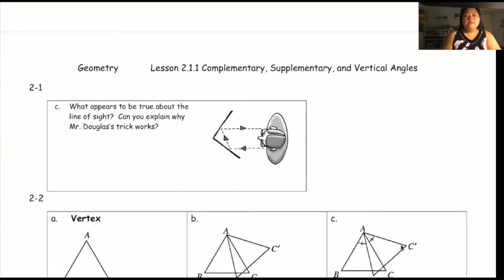Okay, this lesson is on 2.1.1. We're going to start a new chapter. This chapter is focusing on angles, and so today we're going to start being introduced to some of these really important angles that we're going to see for the rest of our geometry curriculum, right? So these three are called complementary, supplementary, and vertical angles.